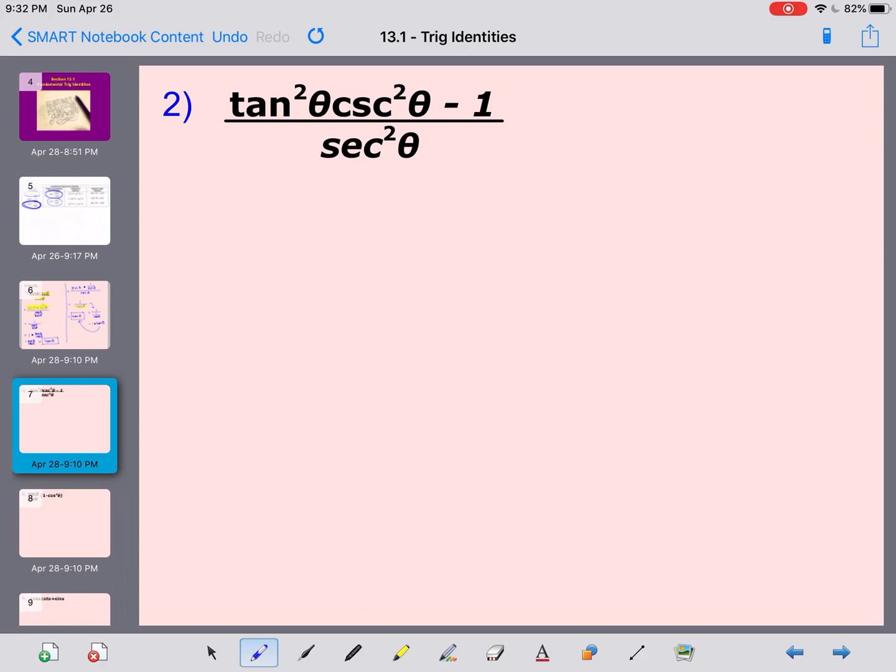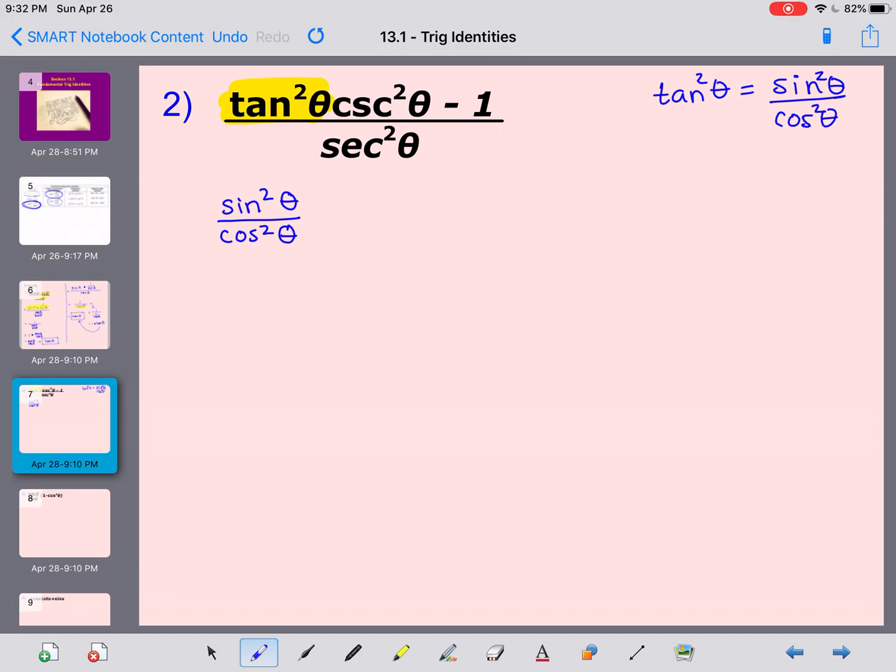Now, tangent squared theta. Normally, if I just saw tangent of theta, I might change it into sine over cosine. If you add a square in there, all that does is add in squares to this. So even though that's not on your trig reference sheet, you are allowed to do that. So tangent squared theta, I'm going to change it to sine squared theta over cosine squared theta.